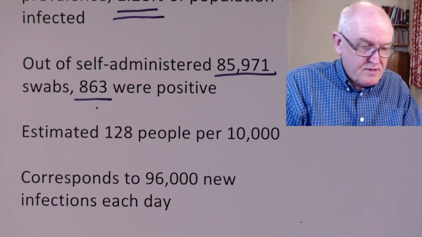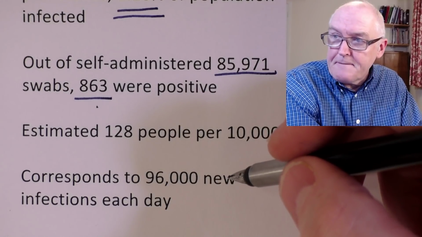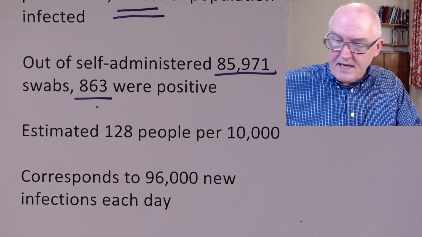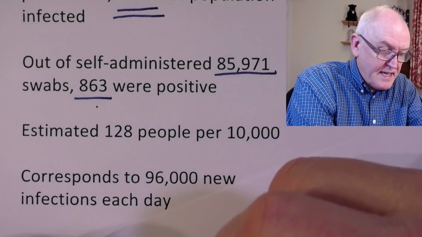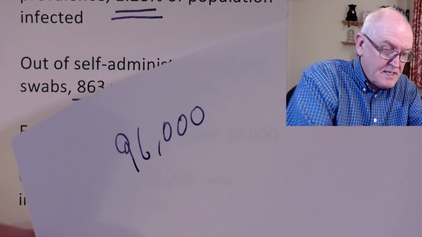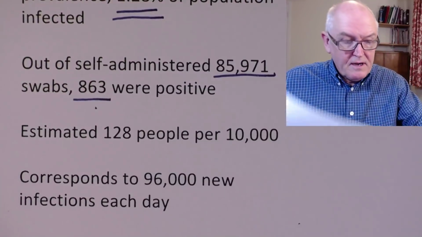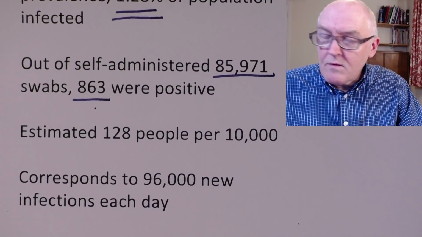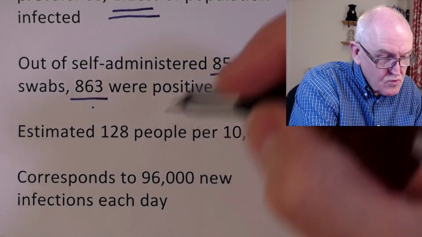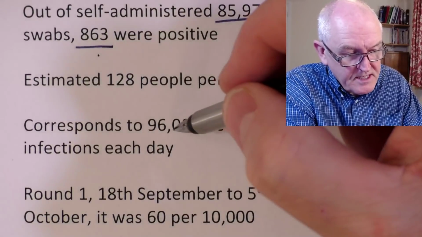1.28 per 100, or 128 per 10,000 people, corresponds to 96,000 new infections per day. So 96,000 new infections per day is what they're saying. Let's just make a note of that. 96,000 new infections per day is what the Imperial is saying. Right, that's the Imperial figure. That's right, 96,000 cases per day.